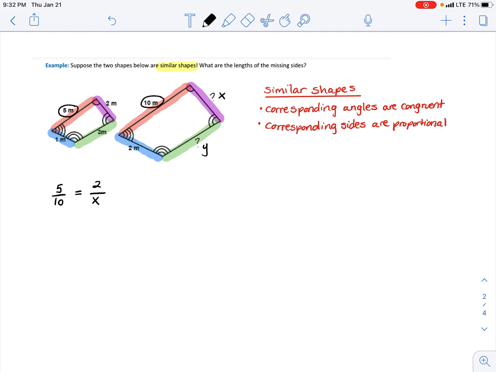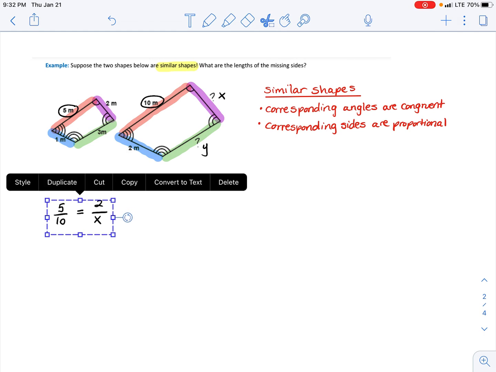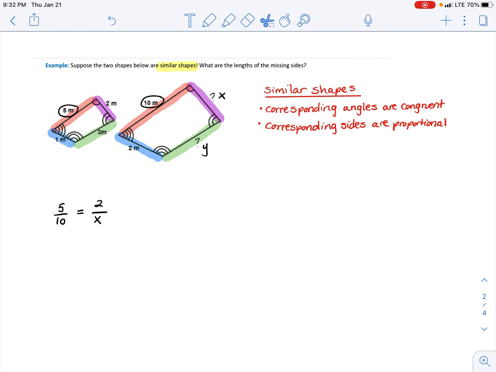So what I'm going to do is set this equal to 2 to x, or 2 over x, to represent my ratio for the corresponding sides highlighted in purple. And so I know that this 5 to 10 ratio and this 2 to x ratio are the same because the shapes are similar. So since the shapes are similar, we have the following equation.